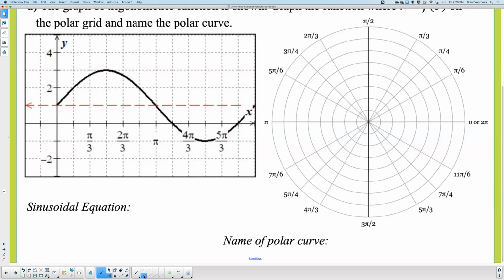Sine. How'd you know it's sine? It starts at its midline. So I'm going to call this y equals, just to stay in the same form. Is this a positive sine or a negative sine graph? Positive. So I'm going to skip a blank for a second. And the amplitude is how much? 2 units. So it'd be 2 sine theta over there.